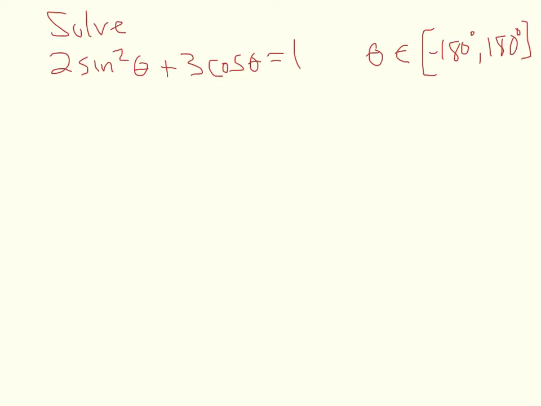Here's another equation. Solve 2 sine squared theta plus 3 cosine theta equals 1. And theta is in the interval, it's an element of negative 180 to 180. So we're working in degrees. And the smallest solution we can give is negative 180. The biggest is positive 180.